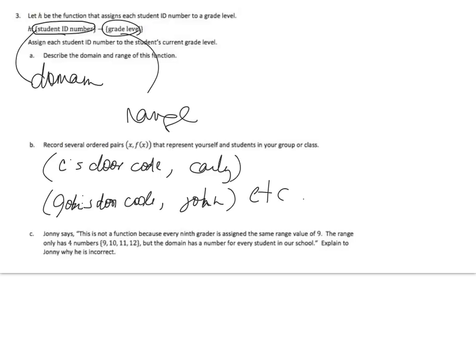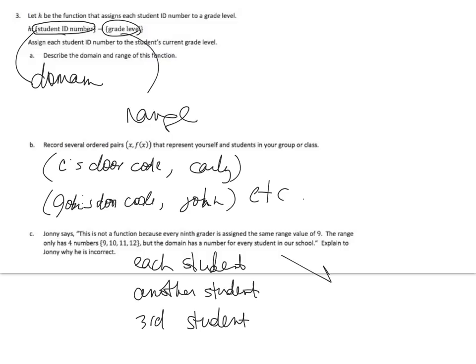Johnny says, this is not a function because every 9th grader is assigned the same range value of 9. The range only has 4 numbers. In our school, right now, it has 2 numbers, 9th and 10th. But the domain has a number for every student in school. Explain to Johnny why he is incorrect. Because each student, another student, a third student, I can get my domains assigned to the same range.